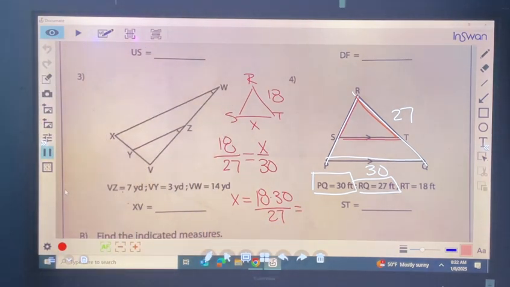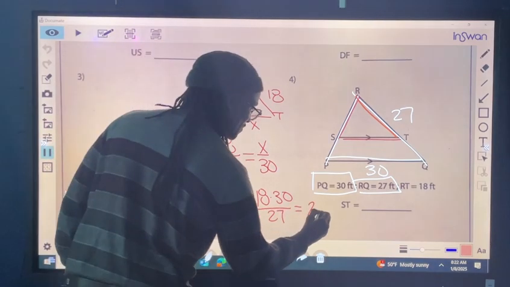Is it 20? Somebody ate their Wheaties this morning. Let's go. He might have done all of that in his brain. It is 18 times 30 divided by 27. He eyeballed it. Yeah, 20 right on the nose. That's crazy, Dale. How did you get that? I did it a different way.